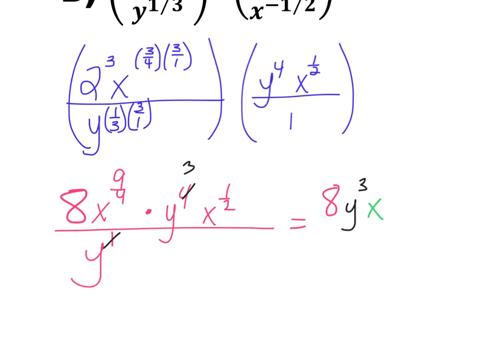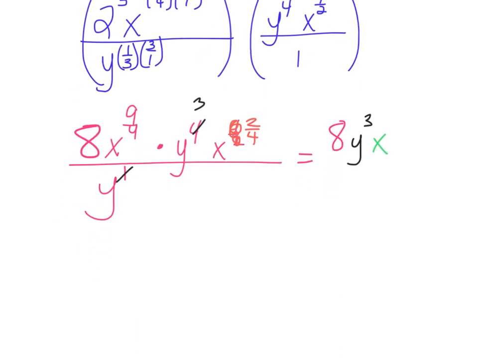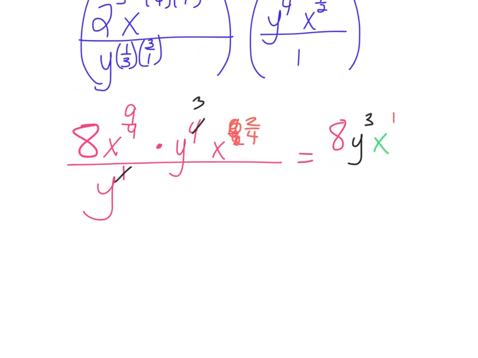Do they have the same denominator? No. Is that a problem? Yes. What is the common denominator between 4 and 2? 4. So this would really become 2/4. Agreed? So when I add, I have x to the what? 11 over 4.